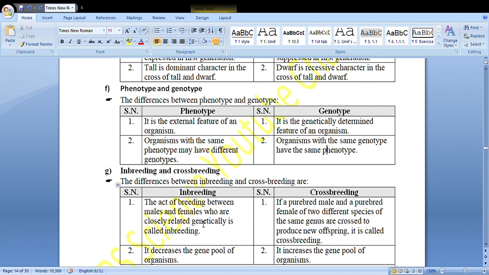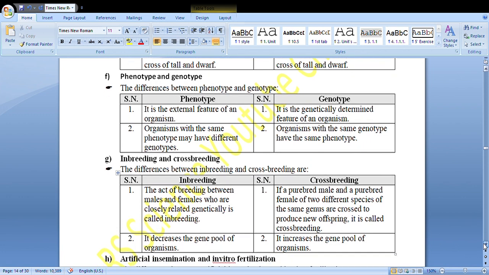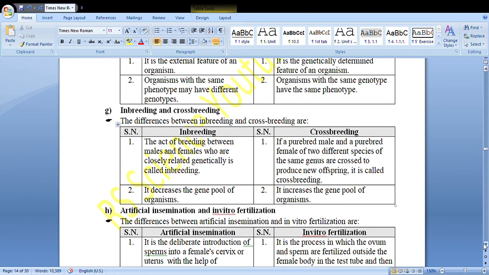Inbreeding and crossbreeding. The act of breeding between male and female who are closely related genetically is called inbreeding. If a purebred male and purebred female of two different species of the same genus are crossed to produce new offspring, it is called crossbreeding. Crossbreeding is the cross between two genetically different parents. Inbreeding decreases the gene pool of an organism. Crossbreeding increases the gene pool of an organism.